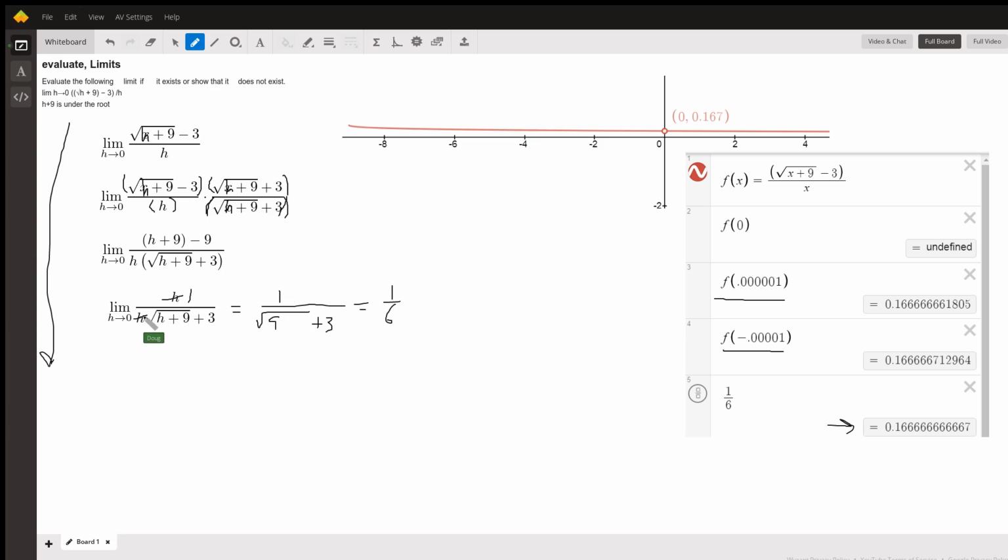And when h approaches 0 but is not equal to 0, we can cancel out these h's. And that gives us a 1 in the numerator. And now we try direct substitution. That is, put 0 in for this h. And we get 1 over the square root of 9 plus 3, which becomes 1/6. So that indeed is the limit of this function as x gets closer and closer to 0.